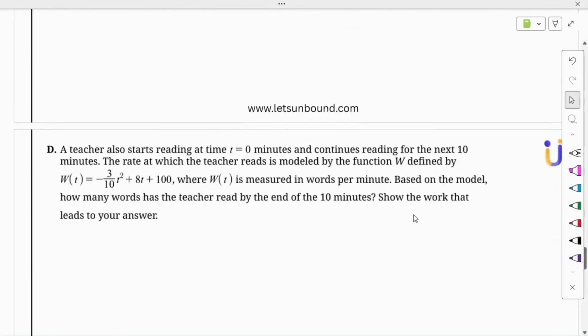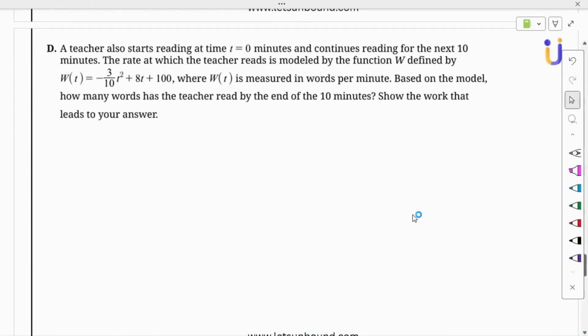Right. Moving to the final part of this. A teacher also starts reading at time t equal to 0 minutes and continues reading for the next 10 minutes. The rate at which the teacher reads is modeled by the function W defined by this. W of t is measured in words per minute. Based on the model, how many words does the teacher read? We need to find the words. So you just integrate the rate function. So from 0 to 10 minutes, how much does the teacher read? So W of t, the rate function, accumulation of change. Correct? W of t dt.